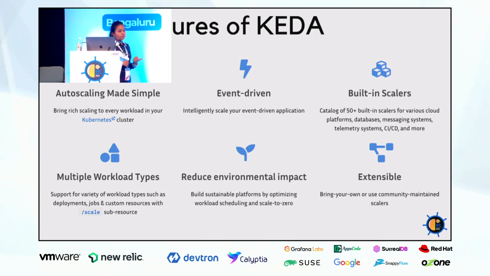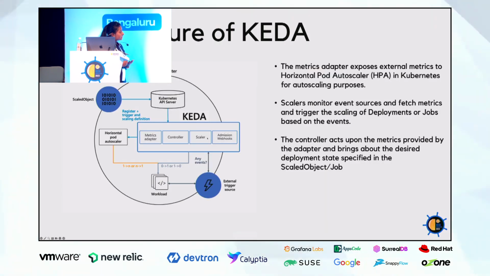Multiple workload types: you can not only scale your deployments or stateful sets, you can also scale jobs and any other custom resource. Fourth is reduced environmental impact. It helps you do workload scheduling very nicely, because it has the feature of scale to 0. And why is it extensible? Because you can easily write your own scaler from the Keda community, which has very nice documentation written.